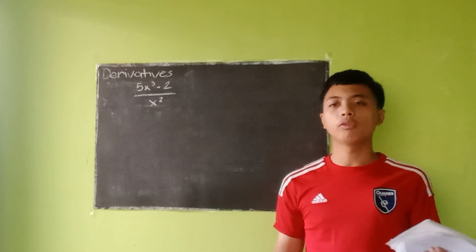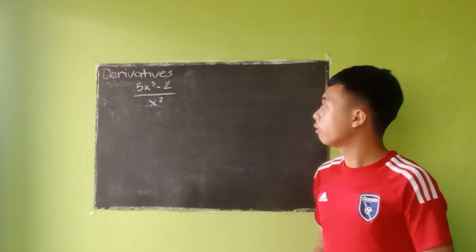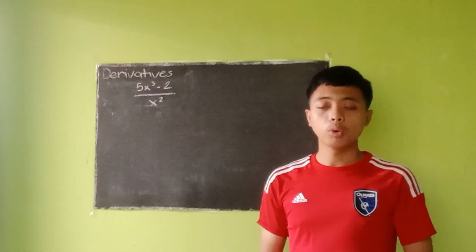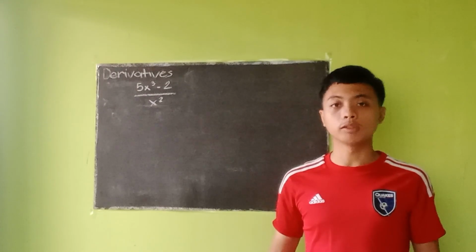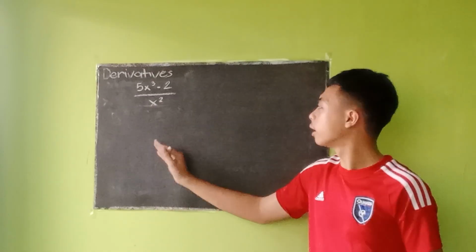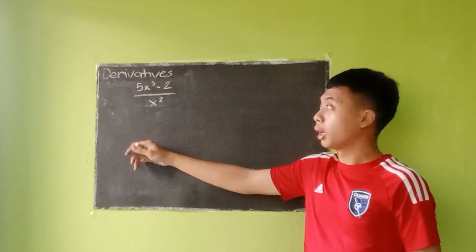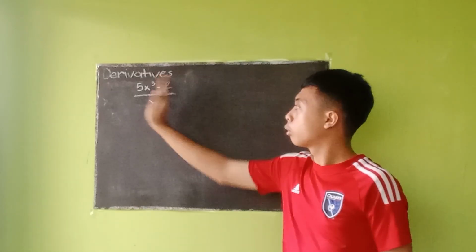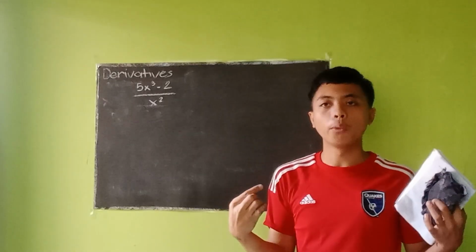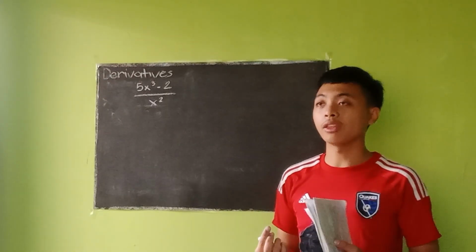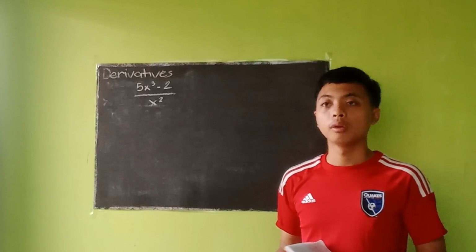Alright, now let's solve for the rational. So we have this example, which is 5x cubed minus 2 all over x squared. The first thing that you have to do is make sure that these numbers will turn into a fractional form by separating them. This also makes it much easier for you to divide, and it's also much easier for you to convert that into unit standard and positive.